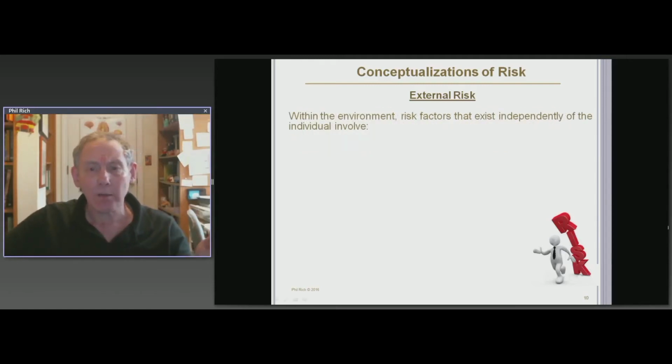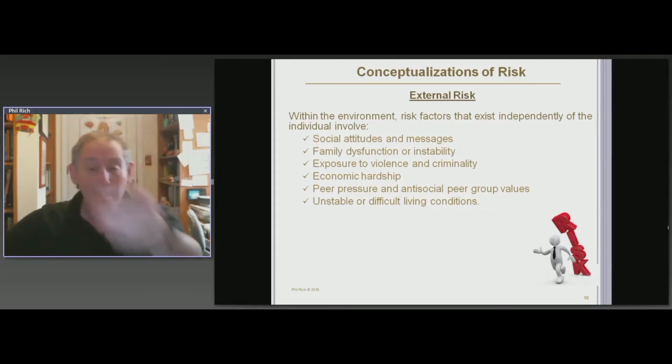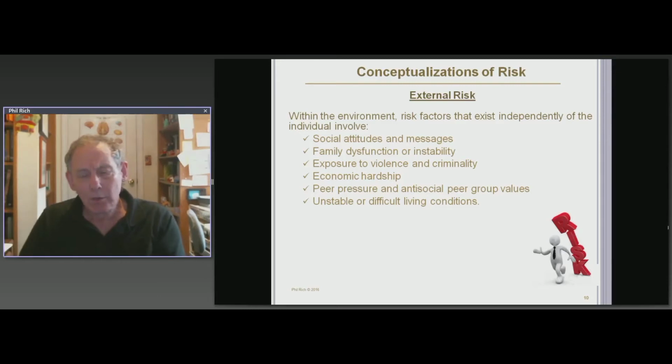Examples of these kinds of external risk factors would be social attitudes and social messages, family stability, family interactions, family instability, family chaos, exposure to domestic violence, general violence, criminality, economic hardship, etc., antisocial peer groups. Even if the individual doesn't necessarily connect directly with other individuals, because perhaps, like lots of the kids we work with, they don't have strong social skills in terms of making friendships. That's not true, of course, in many cases, but generally that's often true. But they still have a peer group that they relate to.